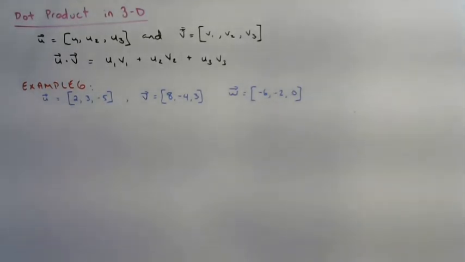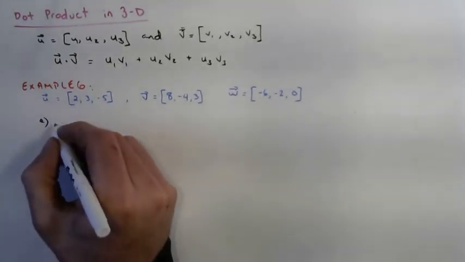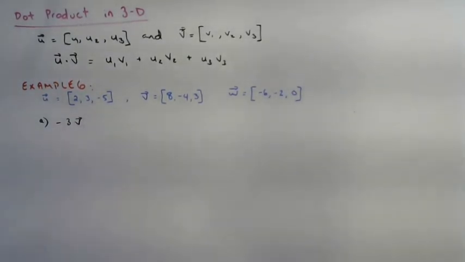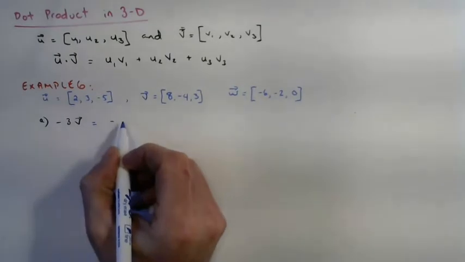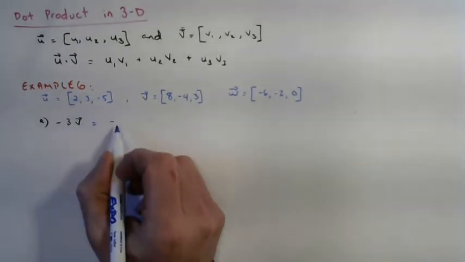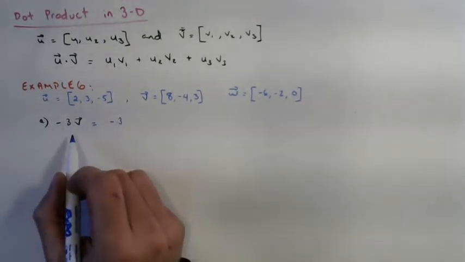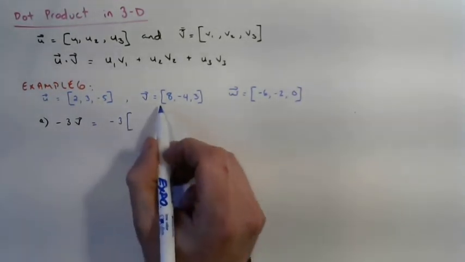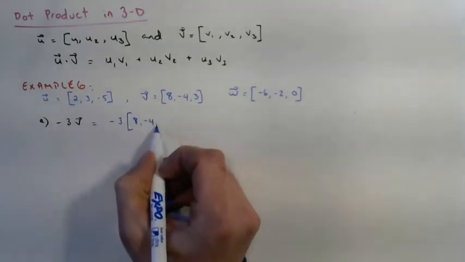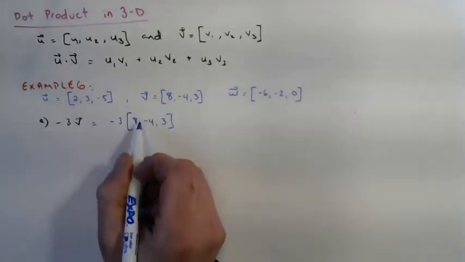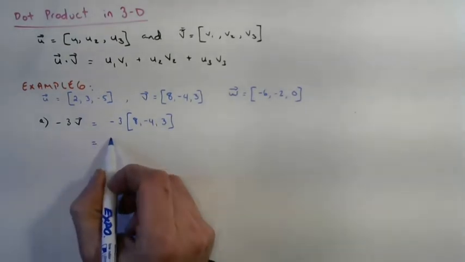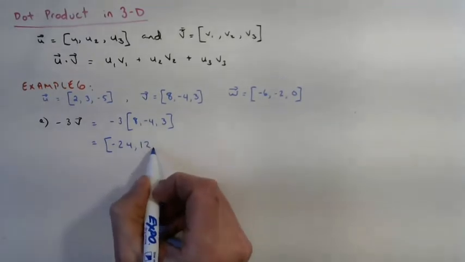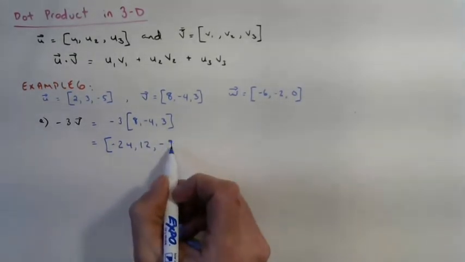And we are first going to find negative 3v. So negative 3v is a scalar k times vector v. So you've got negative 3. It's going to be collinear to vector v. And then the triple for v is 8, negative 4, 3. We're just going to distribute negative 3 to each of these coordinates. We're going to get negative 24. Negative 3 times negative 4 is 12. Negative 3 times positive 3 is negative 9.